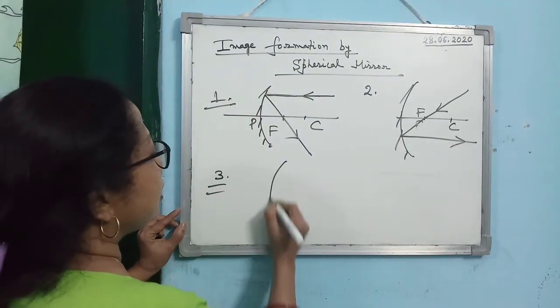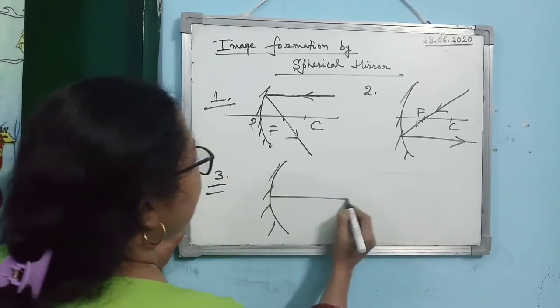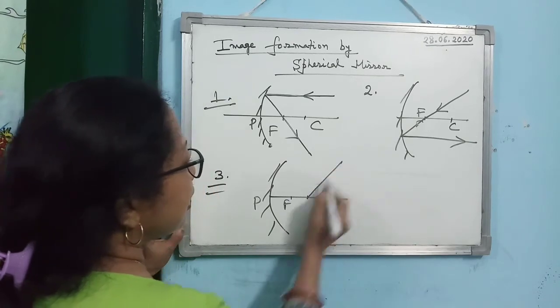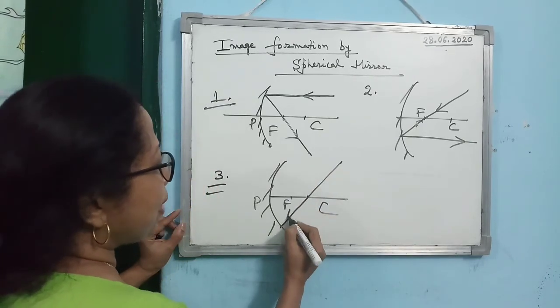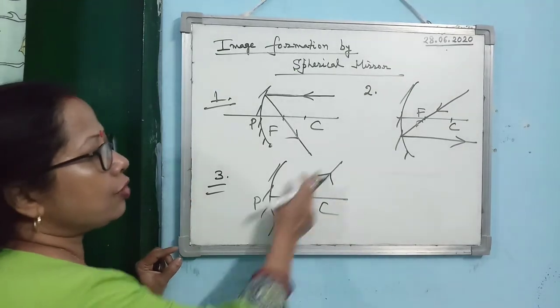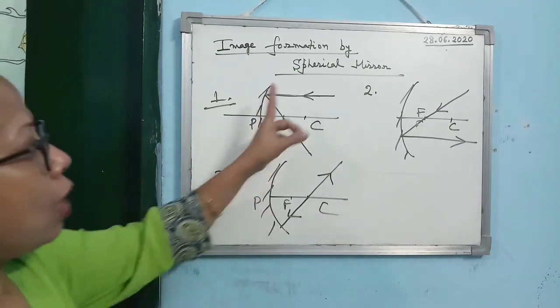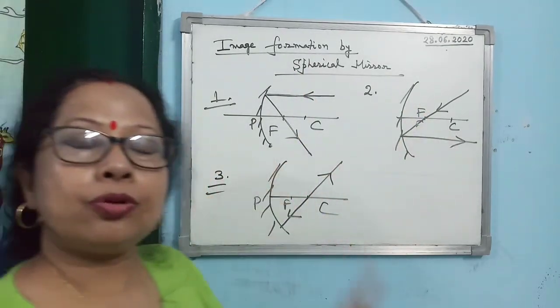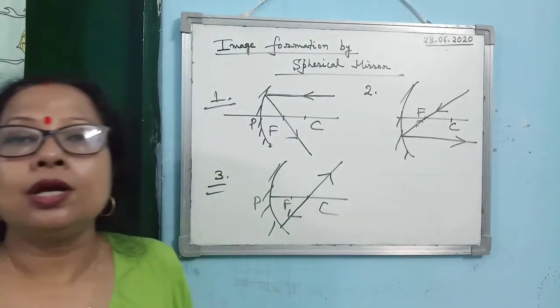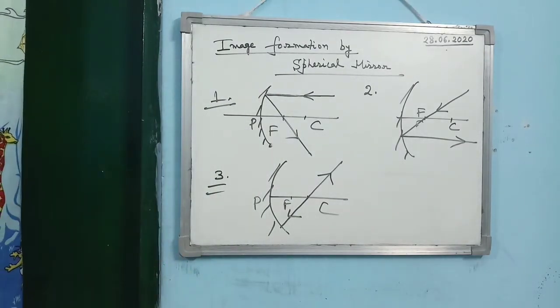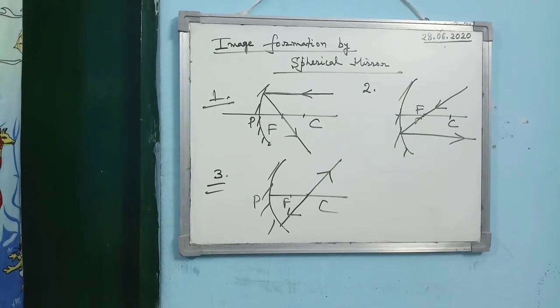And the third kind of ray is a ray which is passing through the center of curvature. Any ray passing through the center of curvature, what will happen? The ray will retrace the same path. So out of this first, second and third rays, any 2 rays generally we consider for the image formation. So these diagrams also you must draw properly in the study material notebook. Thank you girls.